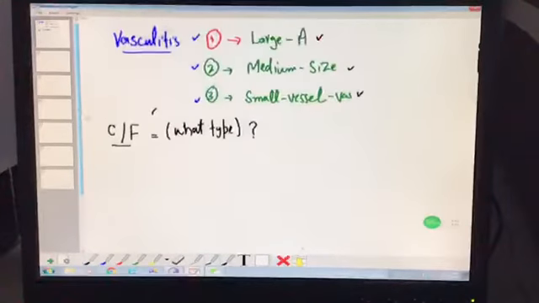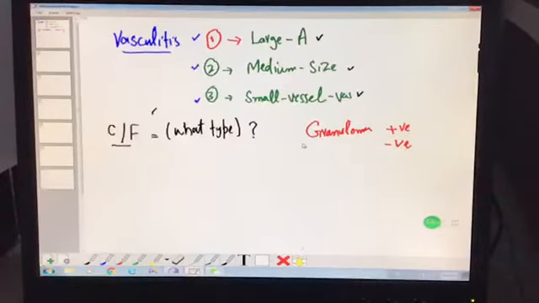Another very typical finding related to vasculitis is whether we have granuloma or not, the presence or absence of granuloma. In some types of vasculitis the granuloma is present, and sometimes the granuloma is not present, or is negative.